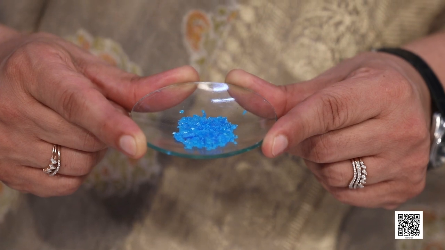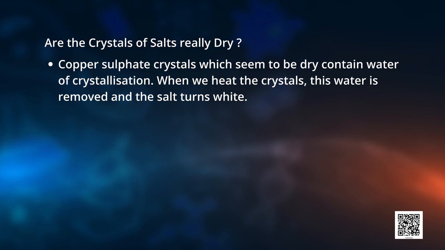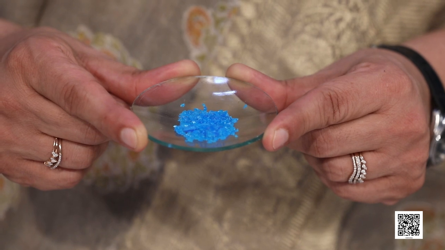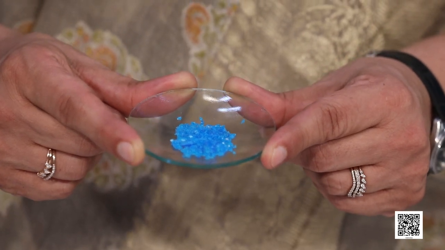For this purpose, we will take copper sulfate crystals. The copper sulfate crystals, which seem to be dry, contain water of crystallization. And when we heat the crystals, the water is removed and the salt turns white. So, are the crystals of salts really dry? Let us check this out with copper sulfate. Copper sulfate, which is a bright blue aqua colored crystal, we will do an experiment with this and try to find out answers for this.